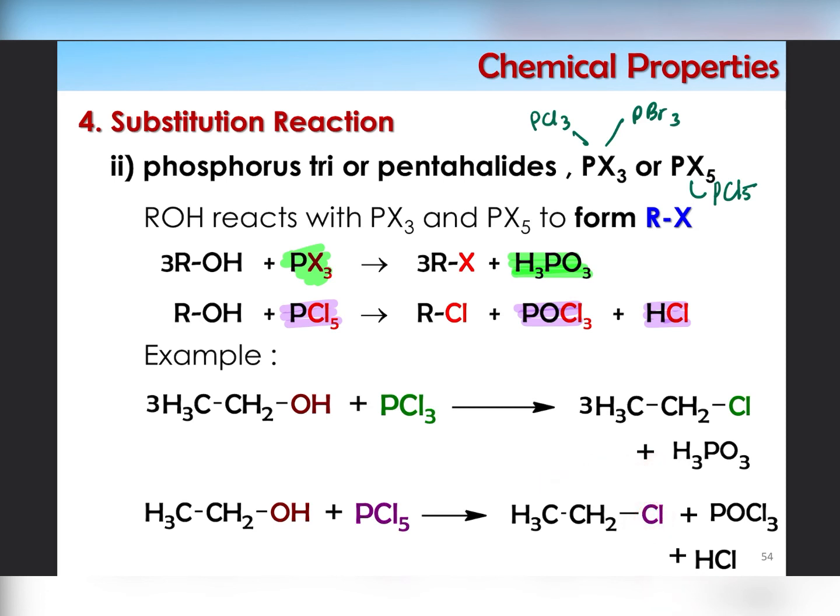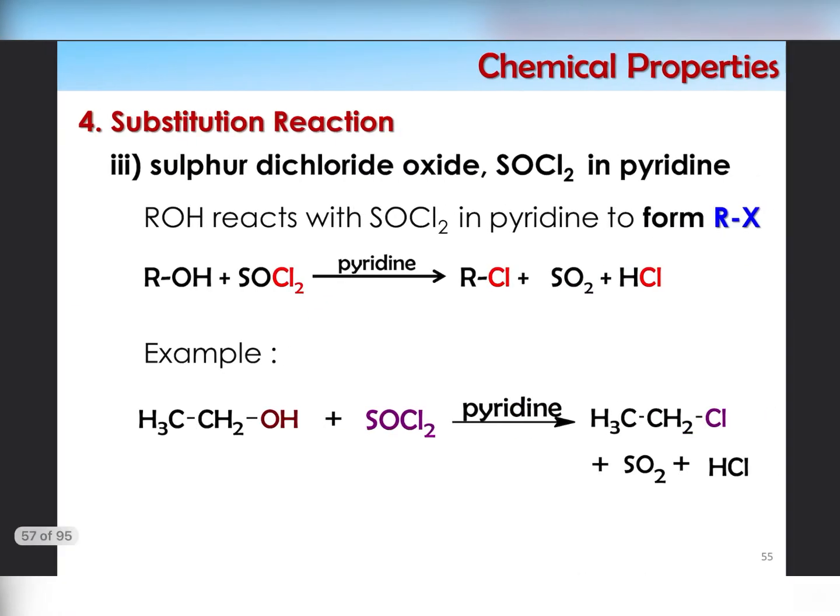And kamu akan dapat side product POCl3 dan HCl. Okay, so next kita tengok reaction with sulfur dichloride oxide ataupun thionyl chloride. Okay, so you should be familiar dengan nama-nama ni lah. Thionyl chloride. Okay, so pyridine ni hanyalah sebagai solvent.